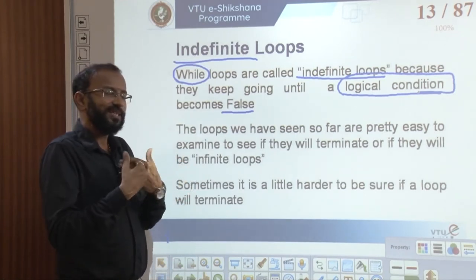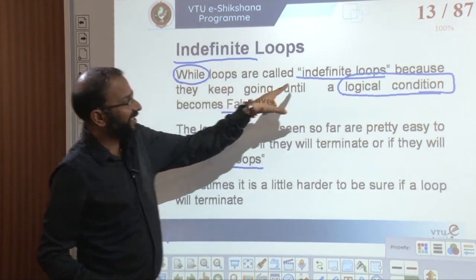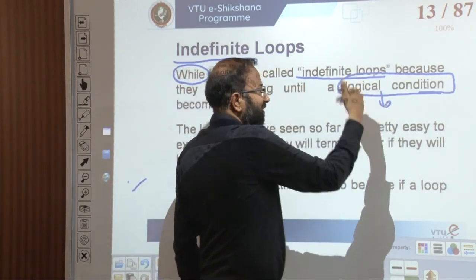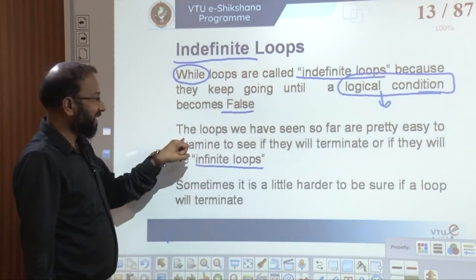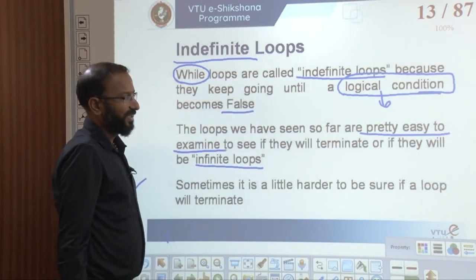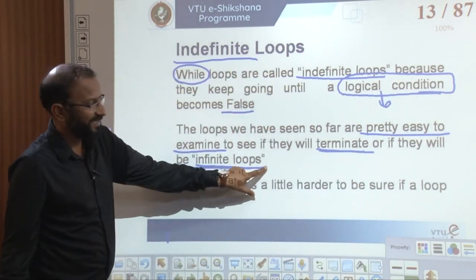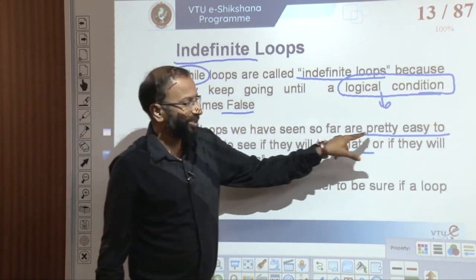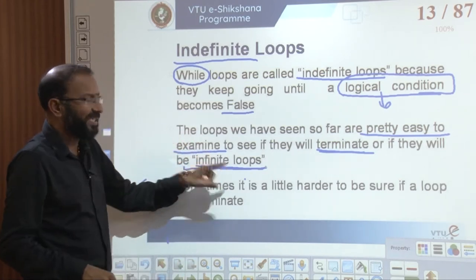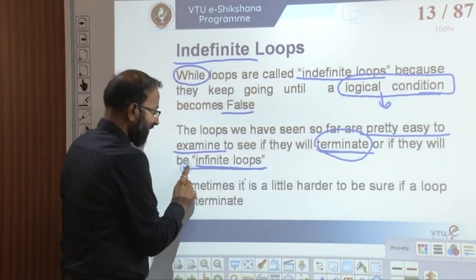There are other things which we call an infinite loop. What is this one? It's called indefinite. We define that we know the number of times, till this logical condition becomes false. Now there are loops which are easy to use, but they will terminate. The loops we have seen so far are pretty easy to examine to see if they will terminate or if they will be in an infinite loop. So in that case, we know two things: one, termination, or an infinite loop.